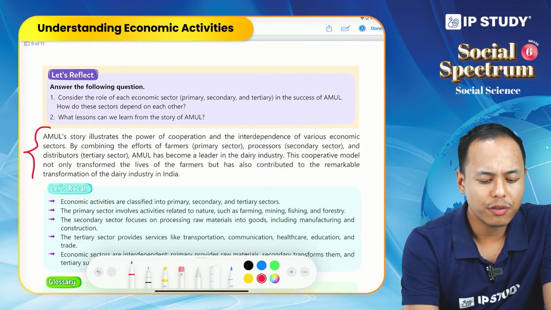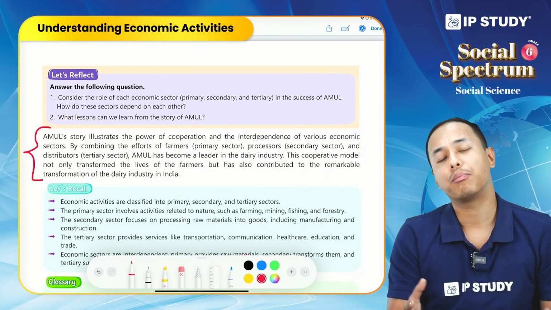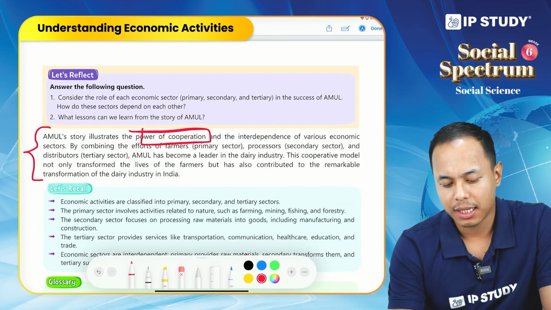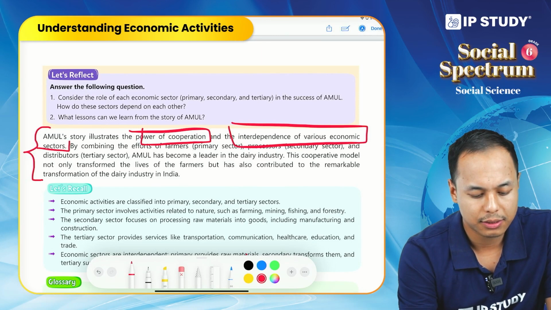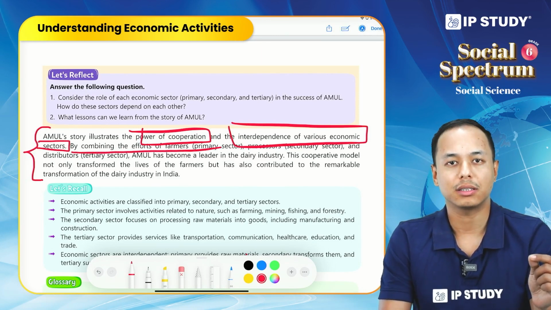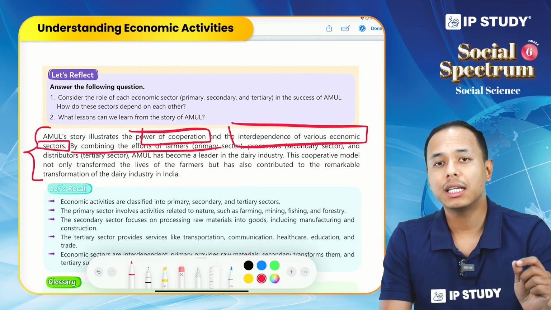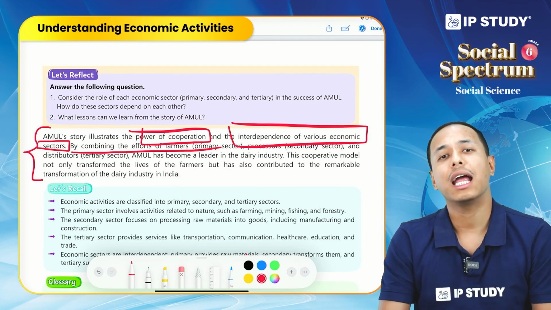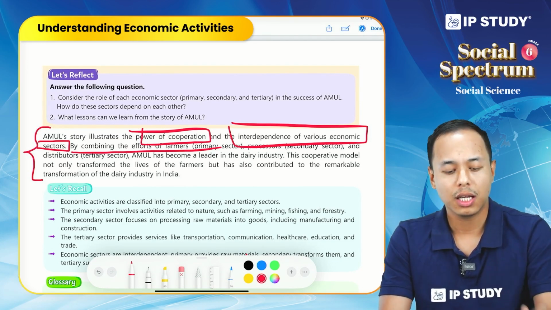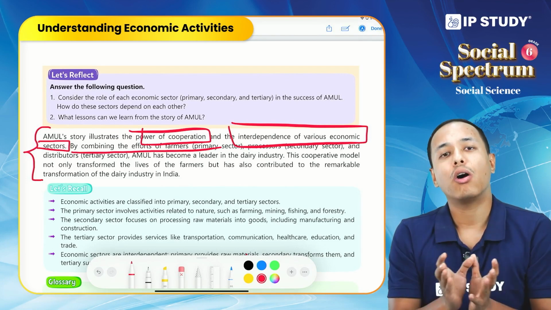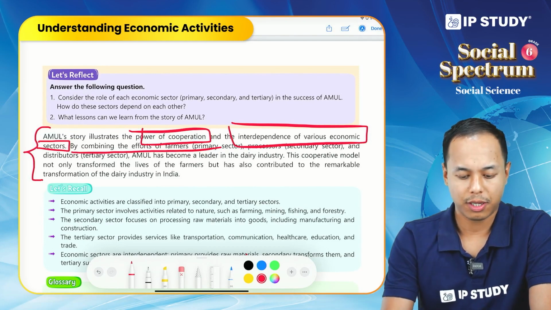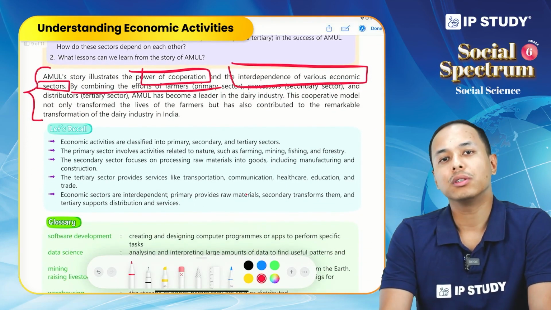The story of Amul shows the power of cooperation, and also the interdependence of different economic sectors. By combining the efforts of different sectors, the primary sector, all the farmers and milkmen, the secondary sector, the processors and industries, and lastly the tertiary sector, all the distributors and retail marketers, Amul emerged as one of the leading dairy industries within India. With this we have come to the conclusion of the chapter.